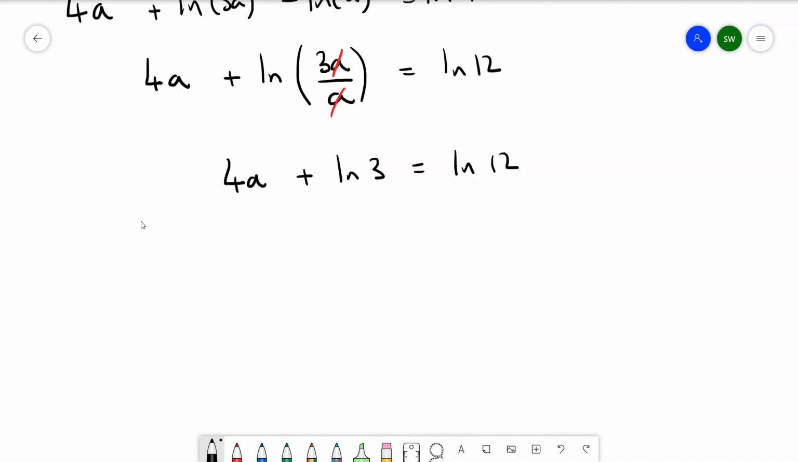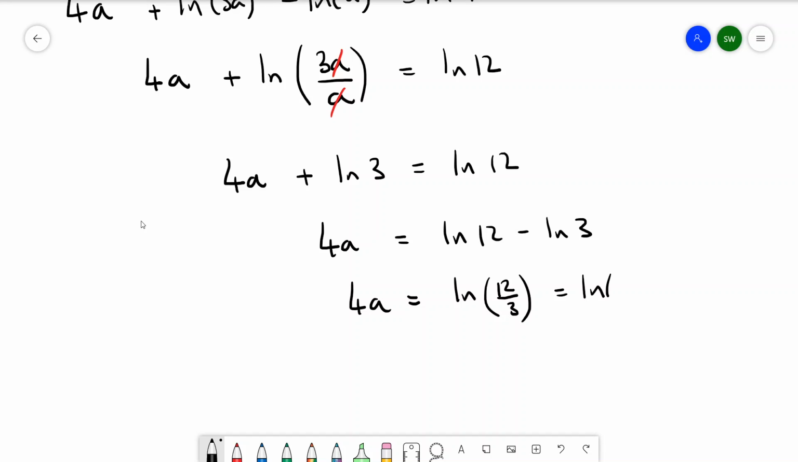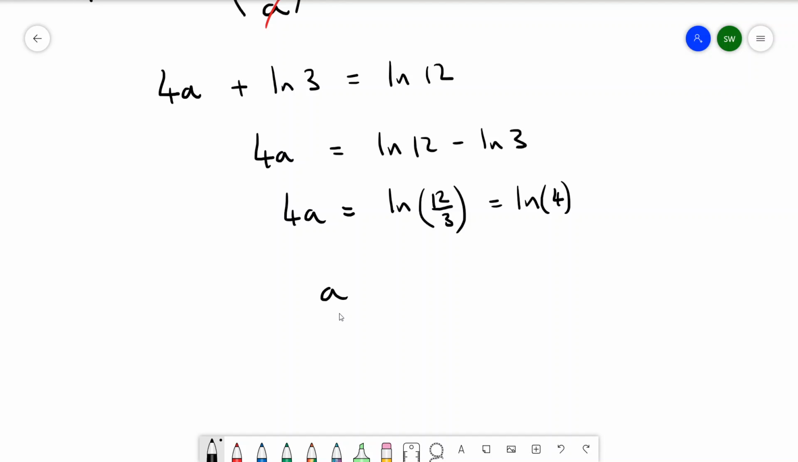So we can rearrange this to get 4a on its own. 4a is equal to log 12 minus log 3. And again, at this point, I'm going to use the subtraction log law to write that as log of 12 over 3, or log 4. 12 over 3 is 4. So we can find out that a is equal to, if we divide both sides by 4, a quarter log 4. Or we could write that as log 4 over 4.